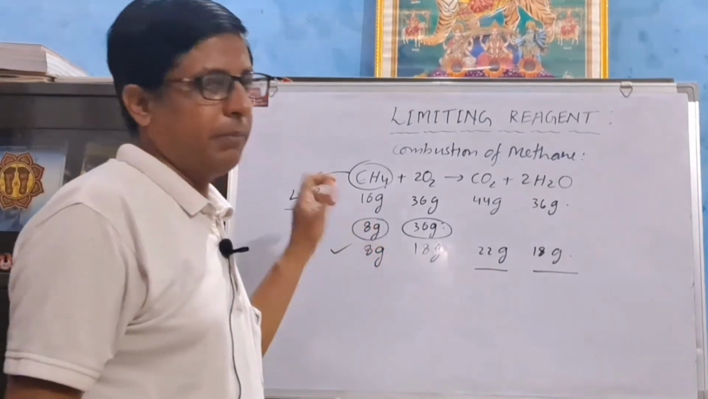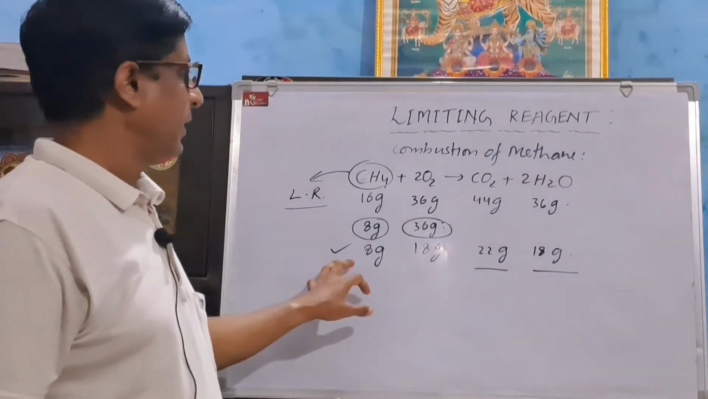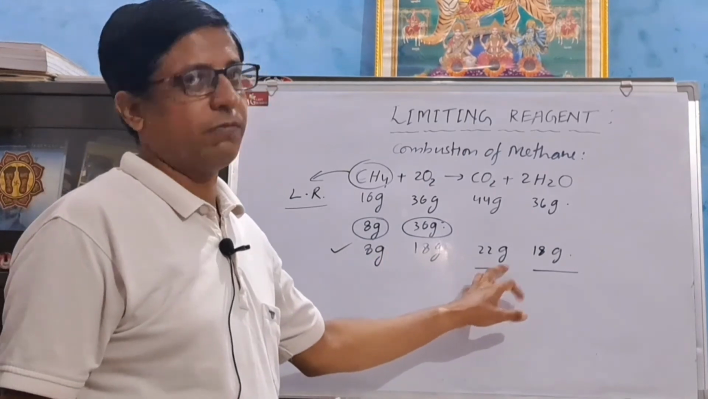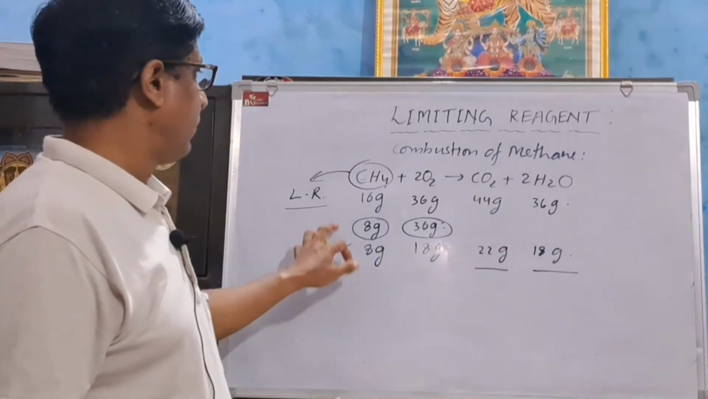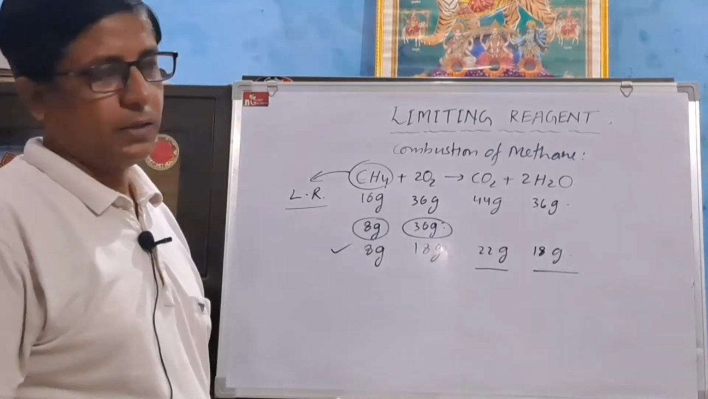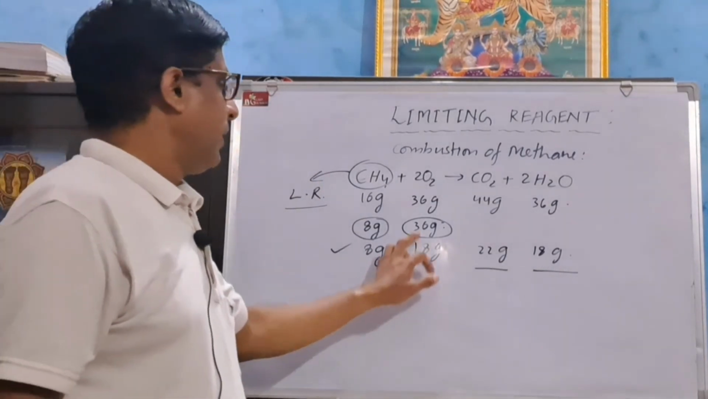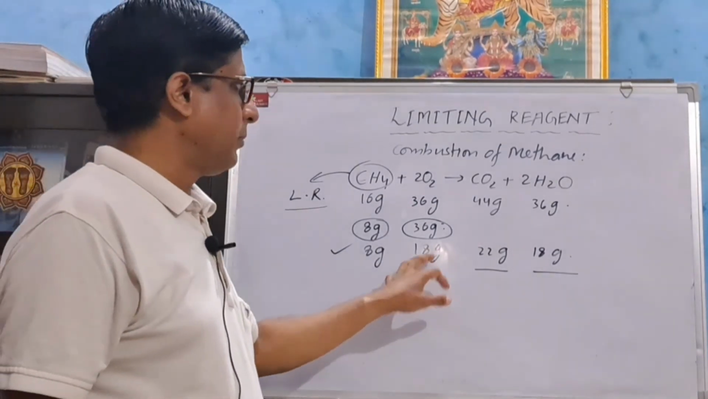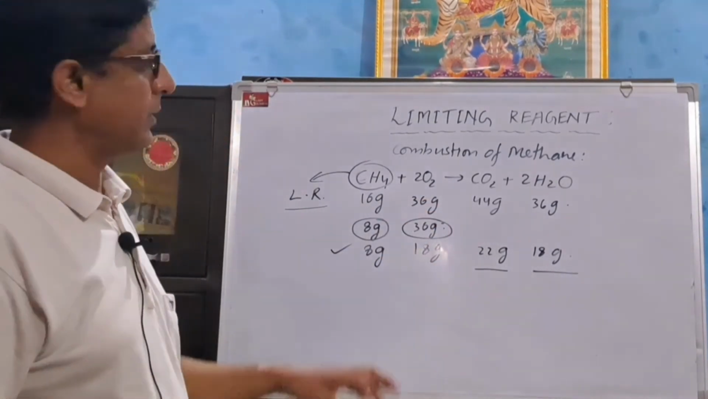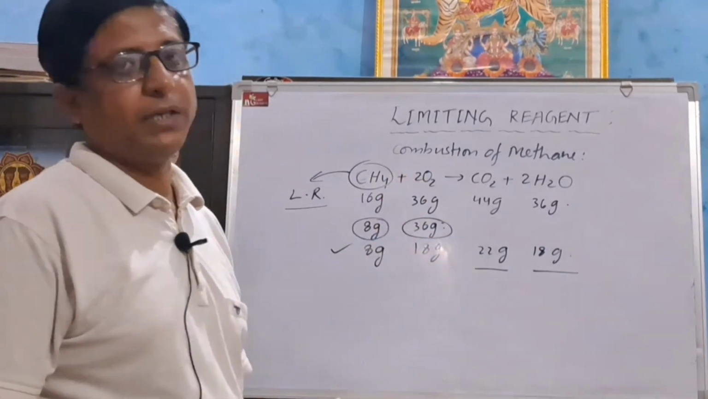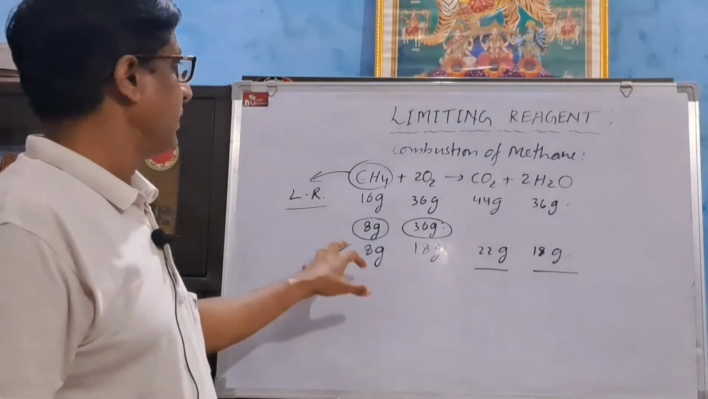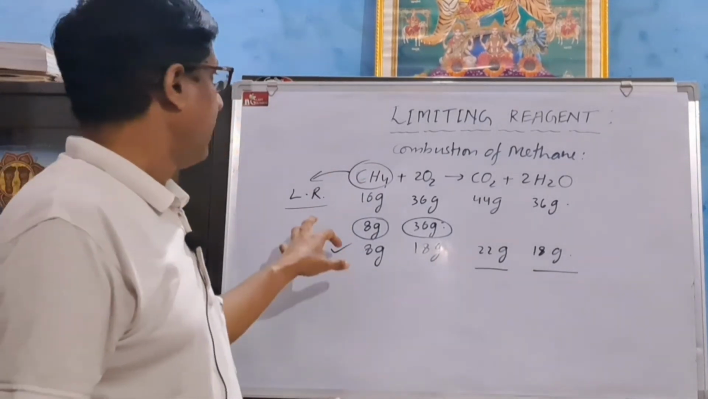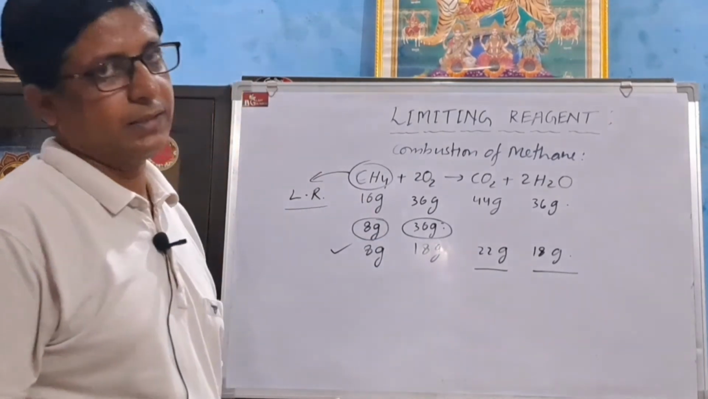Thus, here methane is present in lesser amount and it gets consumed first, and it limits the amount of product formed in the chemical reaction. Therefore, here methane is called the limiting reagent. Here the other reactant, oxygen, is present in excess amount. 18 gram of oxygen remains in the reaction mixture, but the further reaction will not take place since the other reactant is consumed. So here methane is the limiting reagent.